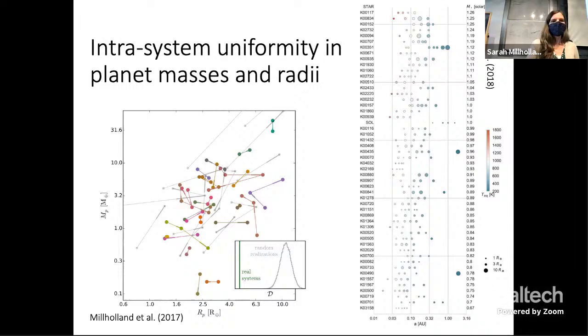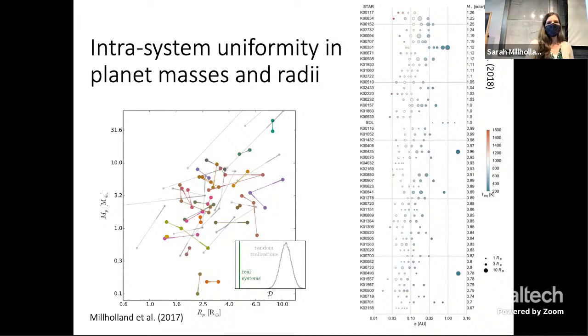And so this inter-system uniformity was first pointed out by Weiss et al., and then also in our paper from 2017. This is pretty easy to see for the radii on the right. If you scan your eyes down through these various systems, you can note that the radii of planets in a given system tend to be more similar to their neighbors than they would be if the systems were disassembled randomly from planets drawn from across the population.